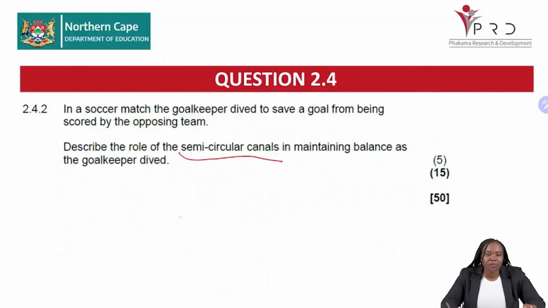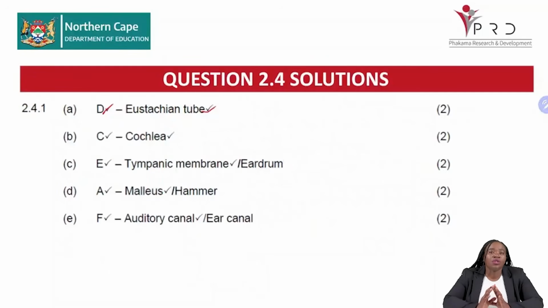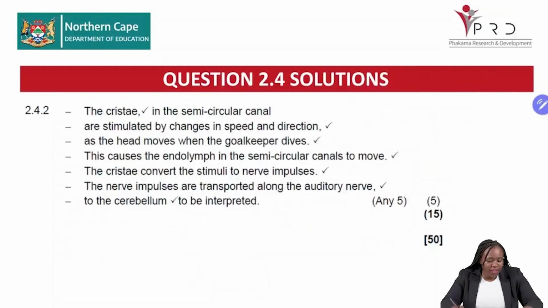Remember, when we look at balance, we look at the position of the head, or we look at change in direction and speed. Right. Now you are going to talk about how the receptors in the semicircular canals are stimulated by these changes, and how the impulses will be transmitted to the cerebellum. In this case, it's the cerebellum, not the cerebrum, right? And how the cerebellum then sends impulses back to your body in order for balance to be maintained. Right, let's look at that.